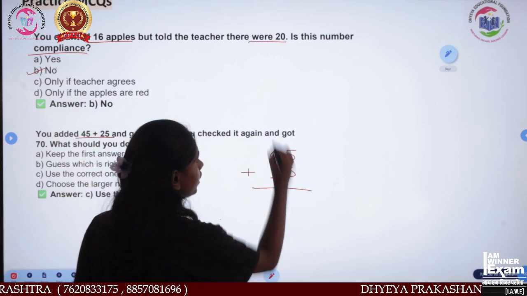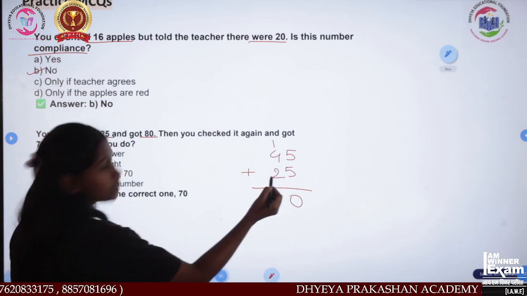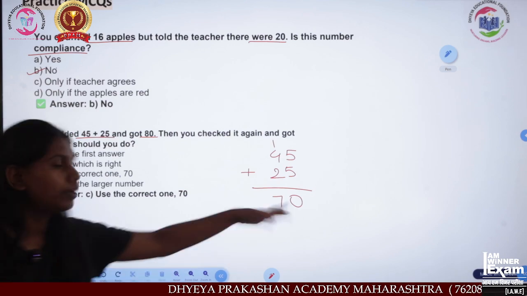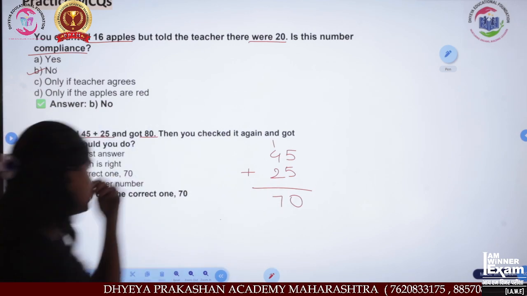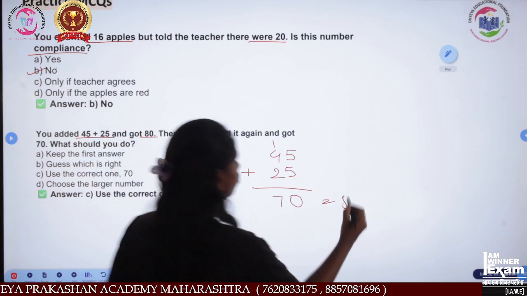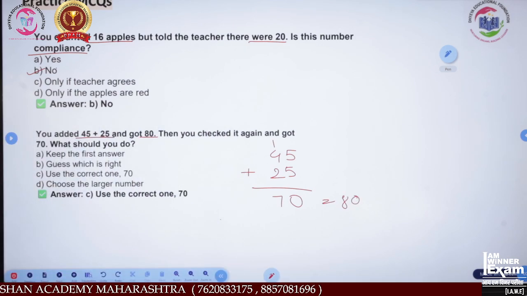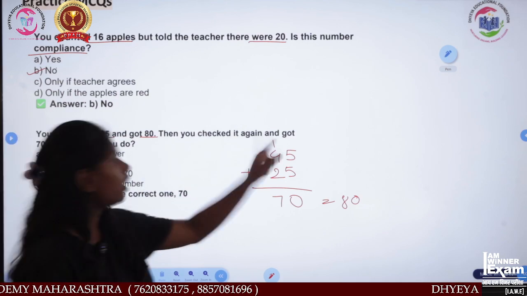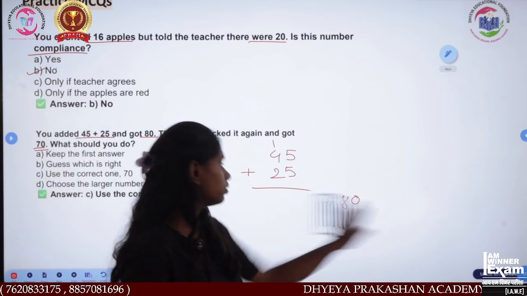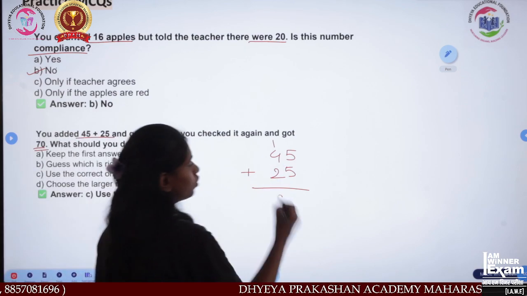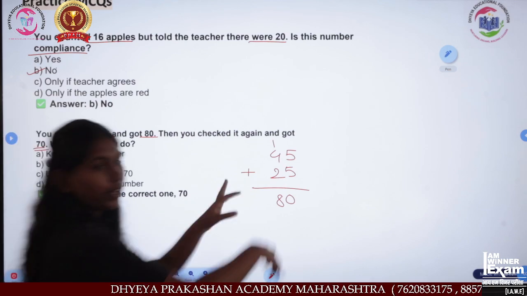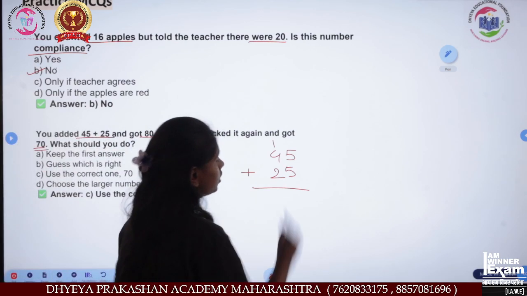Now 5 plus 5 is 10, then 4, 5, 6, 7. Okay. The answer is 70. But somehow you got the answer 80. Then you checked it again and got 70. Sometimes the mistake happens in the counting. Suppose you got 80 here, but you checked it again and got the correct answer, that is 70.